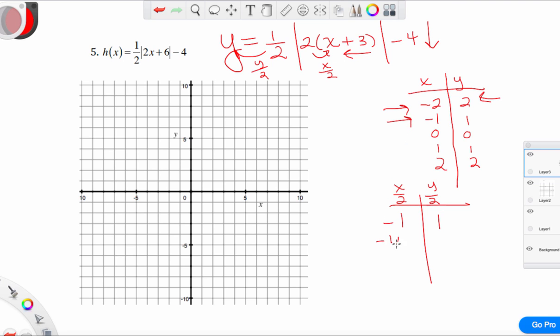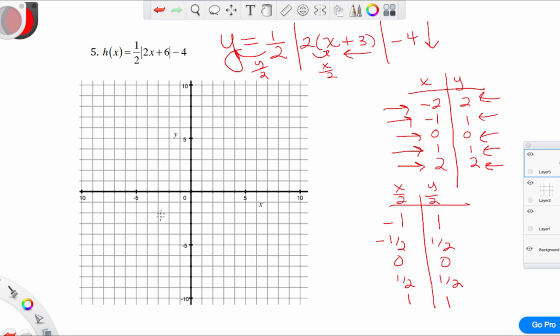-1 divided by 2 is -1/2. 1 divided by 2 is a half. Zero's half is still 0. And then that's going to be a half. That's going to be 1. Half that, you get a half. And half that, you get a 1.